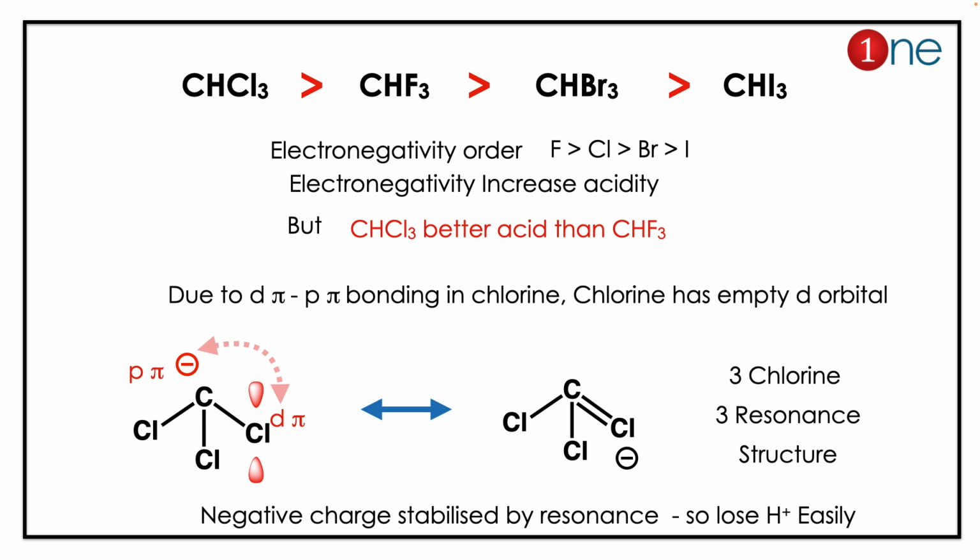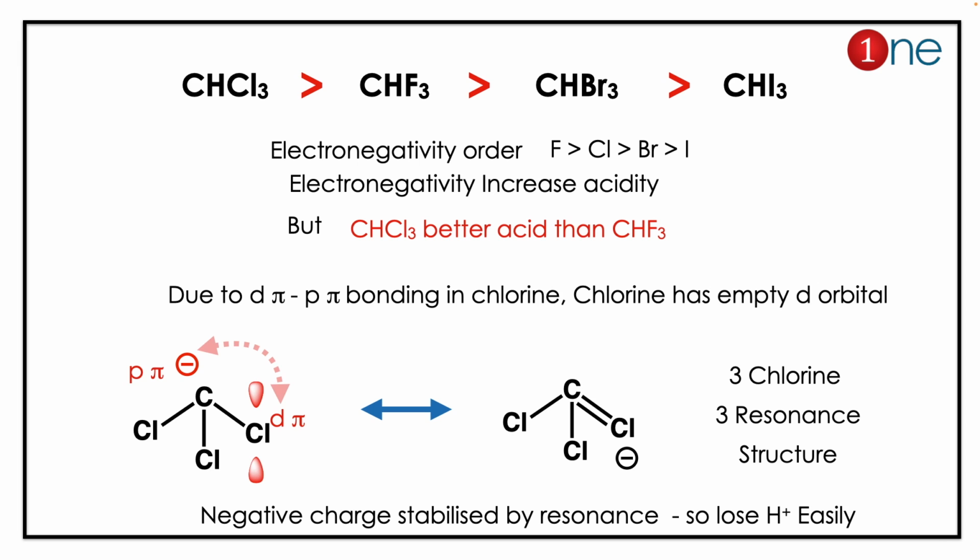The reason is extra resonance by d orbital. Chlorine has empty d orbital, so what really happens? It involves p pi-d pi bonding. The carbanion has a p orbital and chlorine has d orbitals, so new resonance structures occur there. There are 3 chlorines, so 3 different resonances are possible, so it will be more acidic than the fluorine compound.